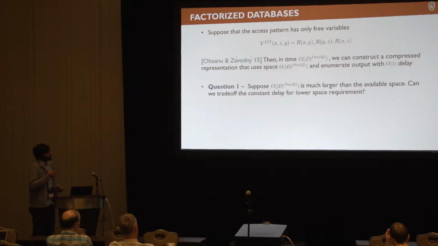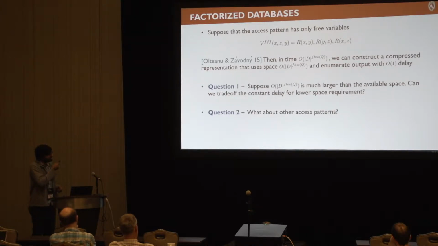But suppose that D to the fractional hypertree width is too much space. We do not have this much space available. So the question is, is it possible to trade off the constant delay requirement for a lower space requirement? And the second question is, can we say something interesting when we know about the access pattern?